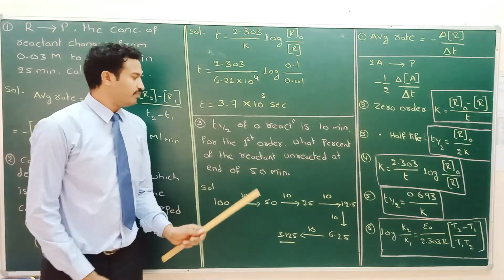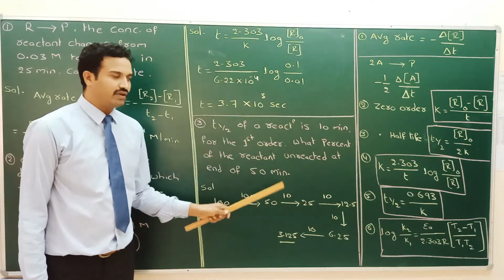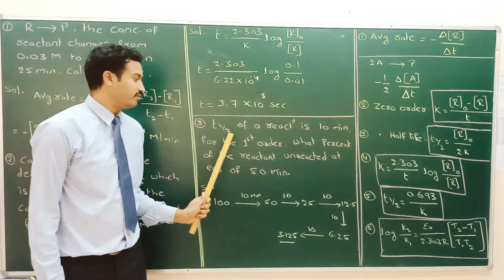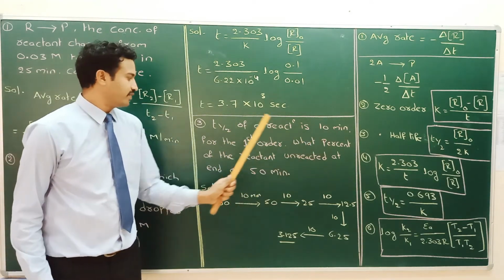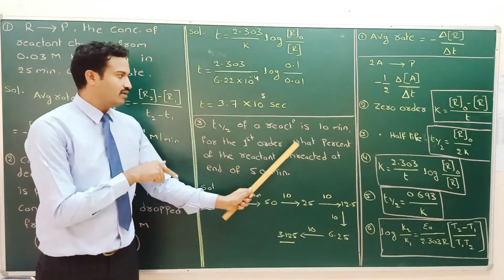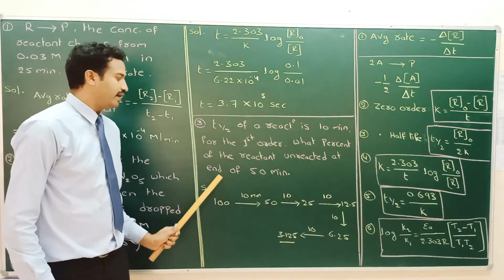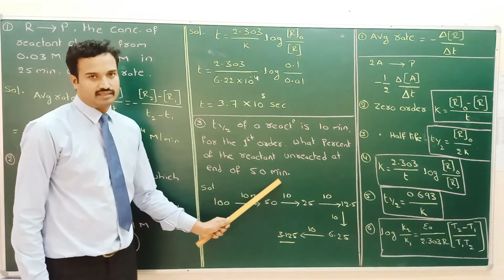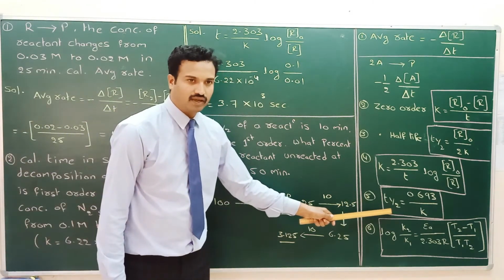Next, important: the half life of a reaction is 10 minutes. This type of reaction numericals are important. The half life is given, and the reaction is first order. What percent of the reactant is unreacted at the end of 50 minutes? This is first order, and here we use the first order half life.